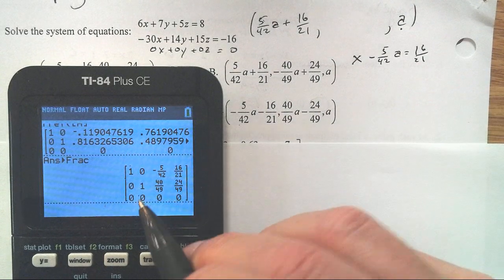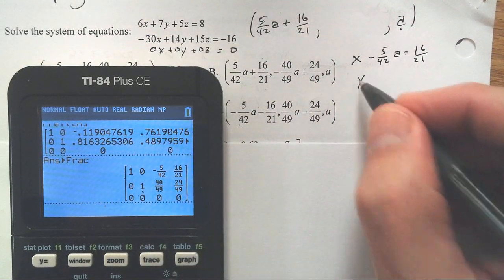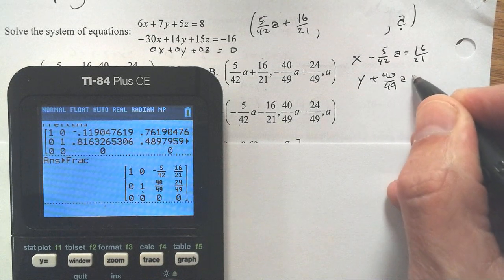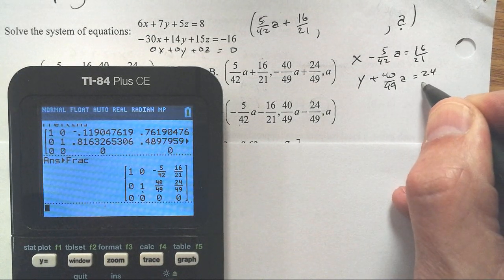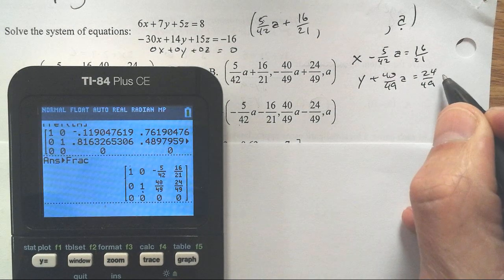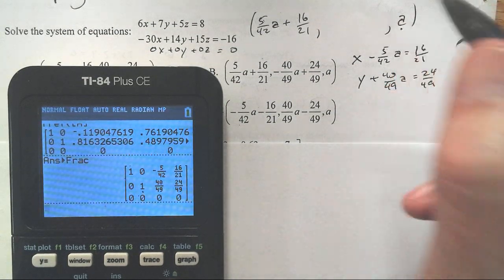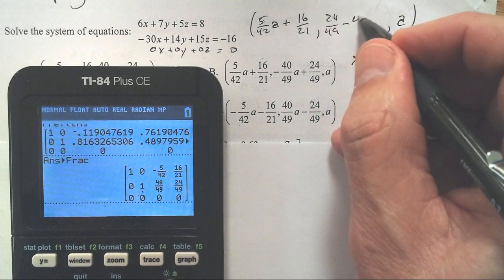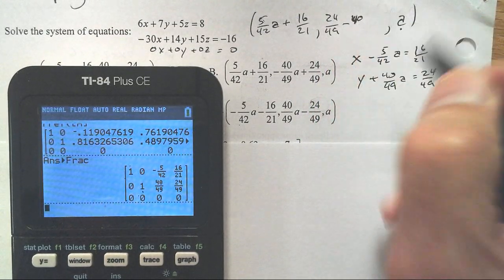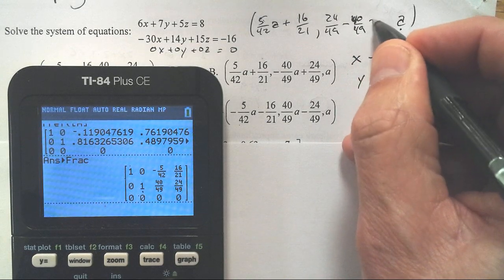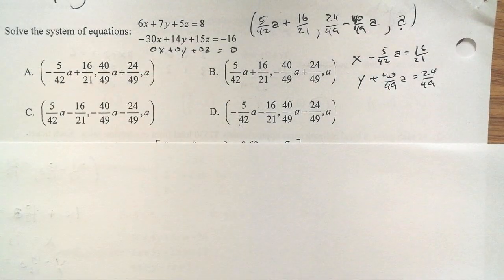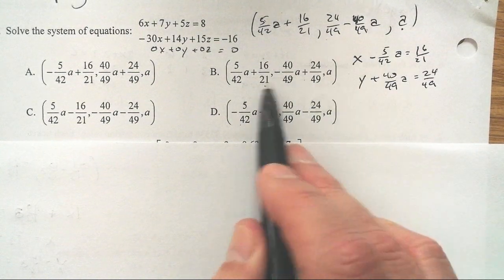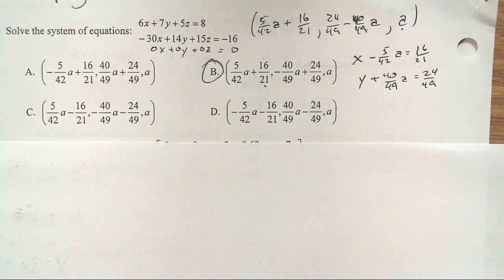And the second equation, that's 1y plus 40 49ths a equals 24 49ths. Subtract 40 49ths a and I get 24 49ths minus 40 49ths a. So I think we quickly see that is exactly this point generator, B.